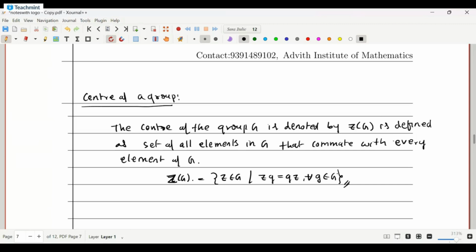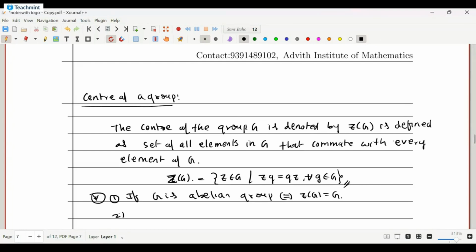Note: the center of a group is always an abelian subgroup of G. Number 1: G is an abelian group if and only if Z of G is equal to G, since every element of G commutes with each other.